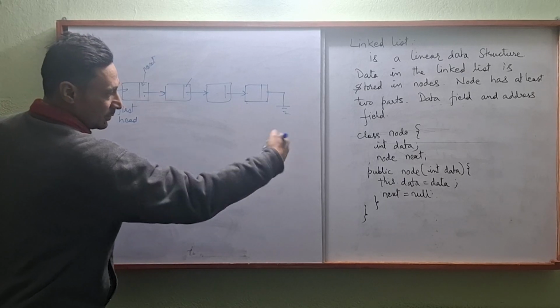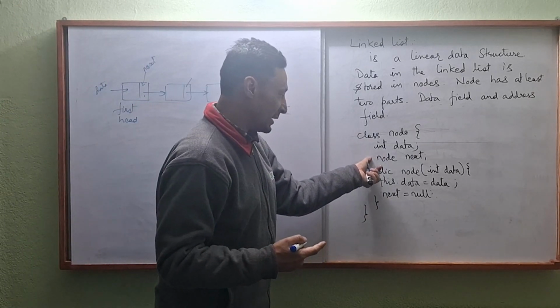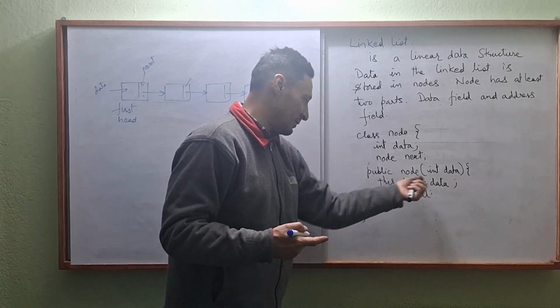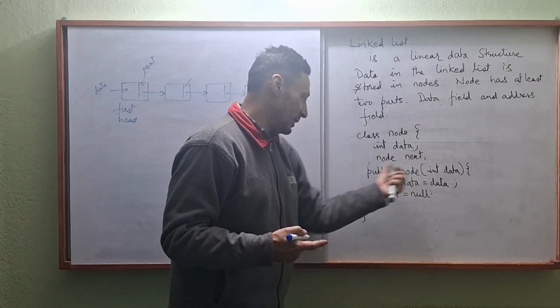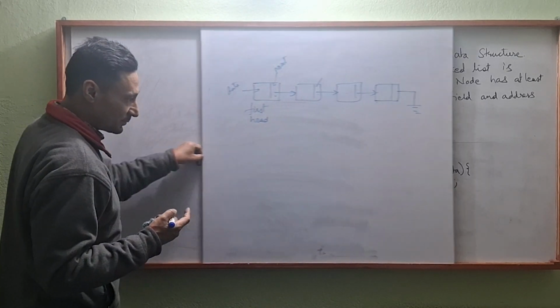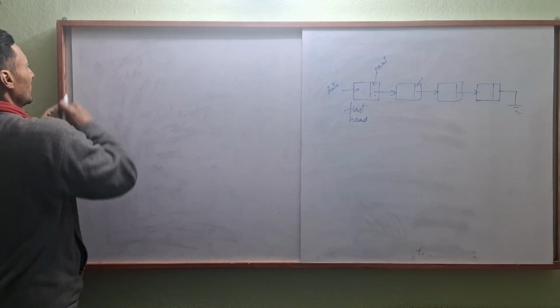Now this is the simple node I have already defined. This is the data part, this is the next address part, and it has a constructor where we are assigning the information or data part. Simple one. Now let's see how to insert the node. Now let's create some nodes, okay.